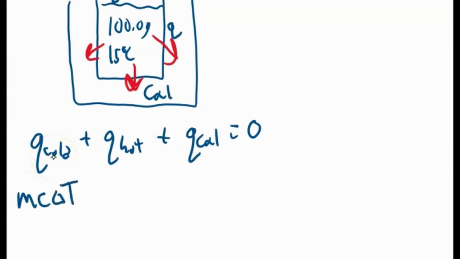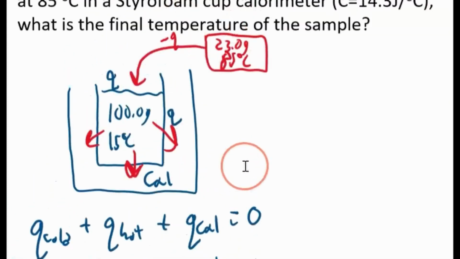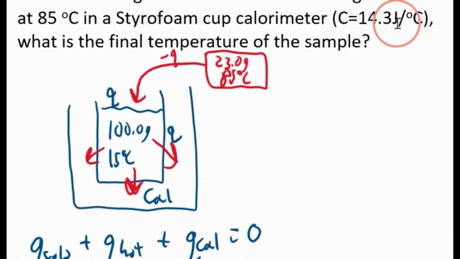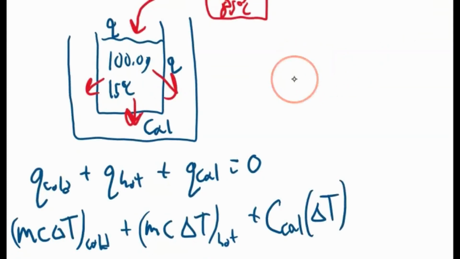So we have an mc delta T for the cold water plus the mc delta T for the hot water plus now we don't have an mc delta T for the calorimeter. What we have is the heat capacity, and this is based on just temperature only. So there's no mass that we have to worry about. So it's just going to be this times the degrees Celsius times the change in temperature, because if we cancel out the degrees Celsius, we're left with joules, which is what we want for heat. So we'll have C cal times the change in temperature of the calorimeter. And all of that has to equal 0.